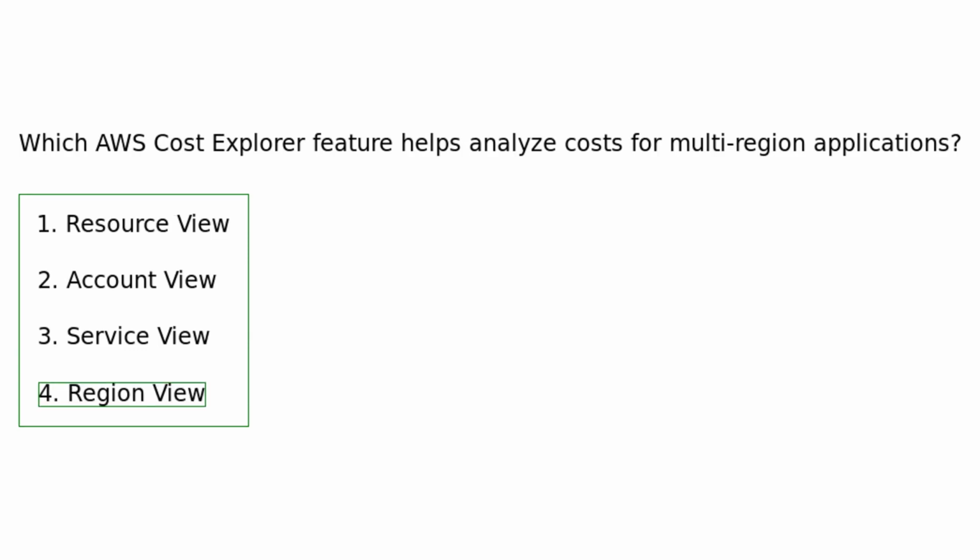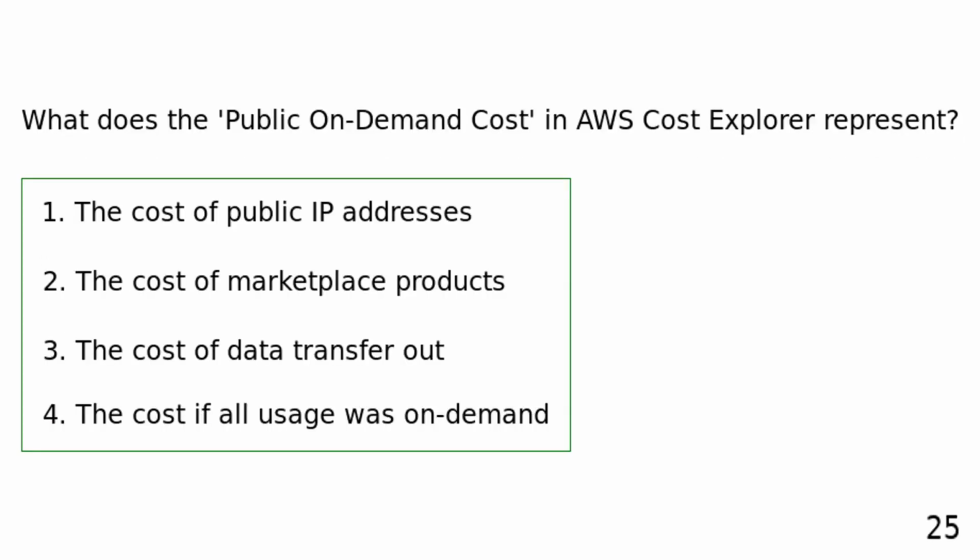The region view in AWS Cost Explorer breaks down costs by AWS region, essential for understanding expenses in multi-region application deployments. What does the public on-demand cost in AWS Cost Explorer represent?